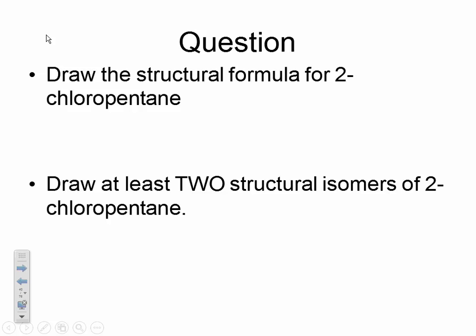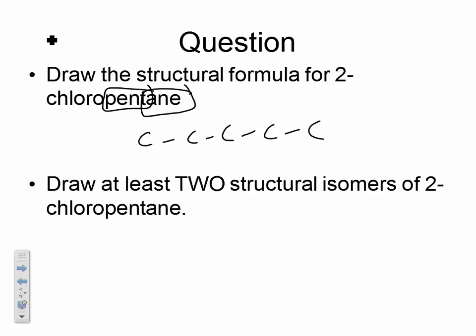So, drawing 2-chloropentane. Again, we want to start at the back. So pent, that means 5. So I'm going to draw 5 carbons: 1, 2, 3, 4, 5. Ane means single bonds, so I already have them connected via single bonds, so that's all set. Chloro means Cl, and it's telling me to put the chlorine on the number 2 carbon.